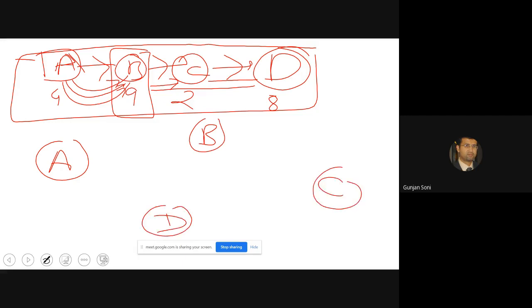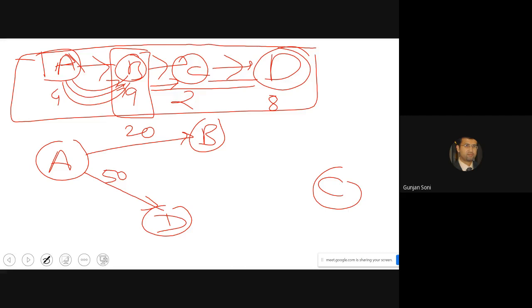So we can see there's a load of 50 units. Load of 50 means 50 units get transferred from A to D in a day, and A to B, 20 units are getting transferred in a day, or you can say 20 trips. And similarly, A to D, 50 trips, B to C, 30 trips, C to D, 10 trips, and C to B also.